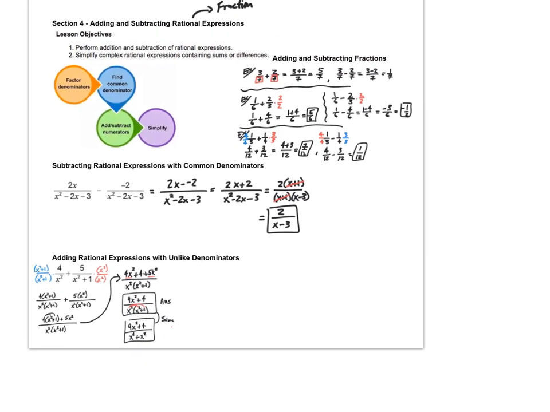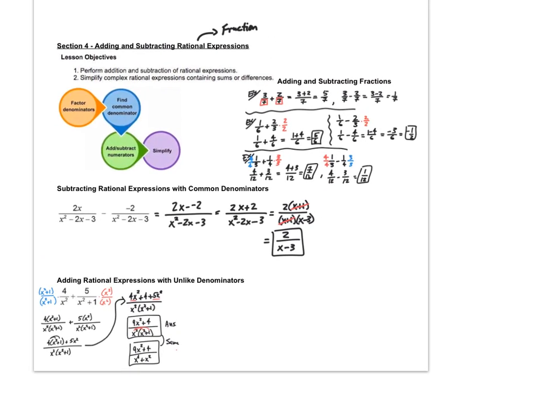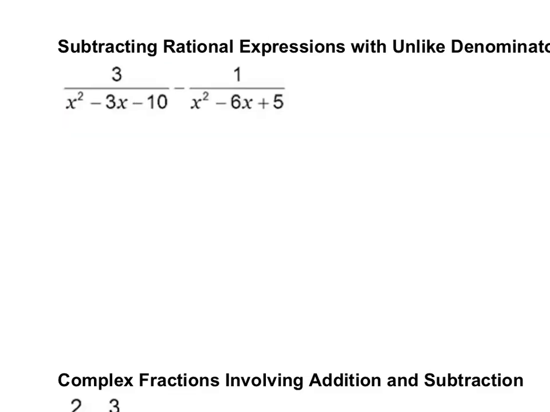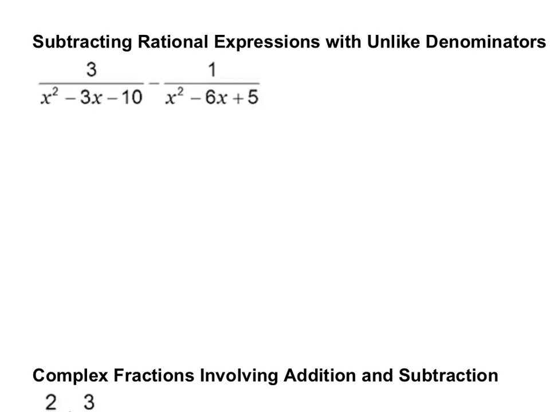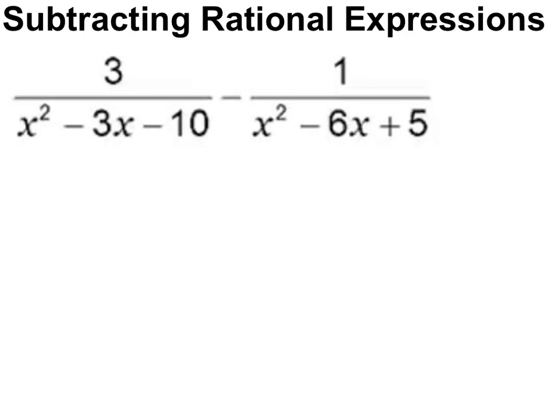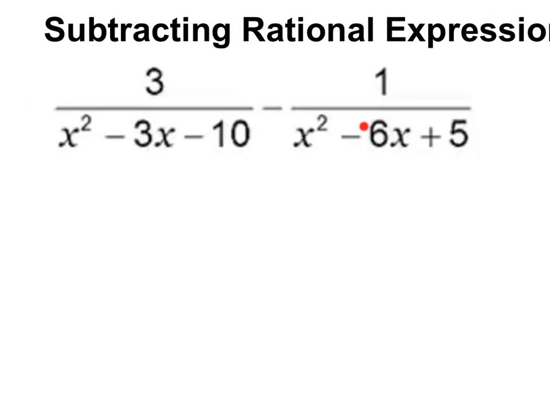All right, so let's take a look at the next page. Let's take a look at another example of subtracting rational expressions with unlike denominators. The first thing I notice is that I have completely unlike denominators, but what I want to do is factor these before I do anything. That's the trick. We always factor before we do anything.